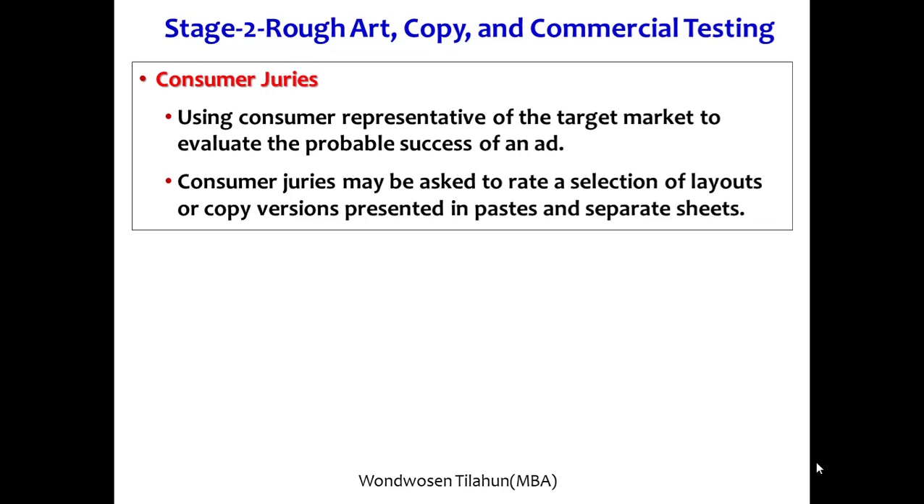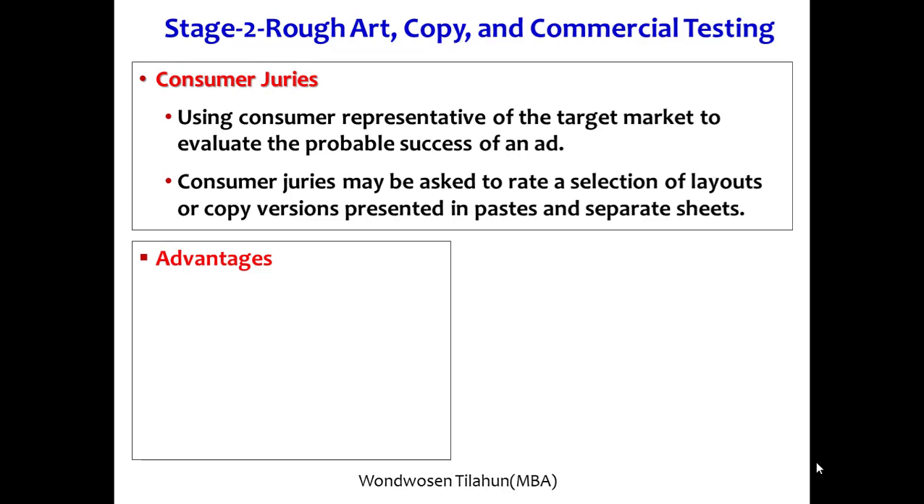The other one is consumer juries. This method is almost similar to the above one, but the difference is now they select consumer representatives. They select respondents who represent the society, and most of the time they are customers of the companies, to evaluate the probable success of an advertisement. So in this case, consumer juries may be asked to rate a selection of layouts or copy versions presented in pastes, like in cements, in molds, or else in separate sheets.